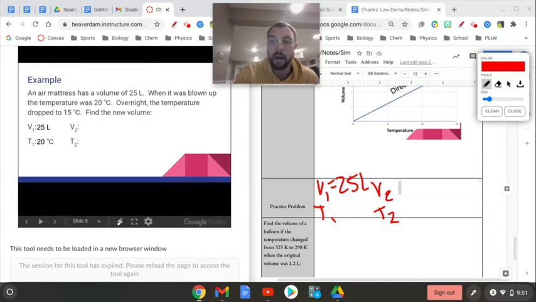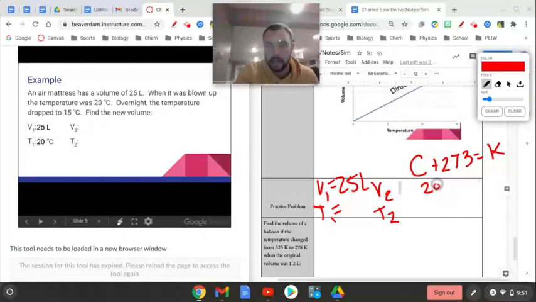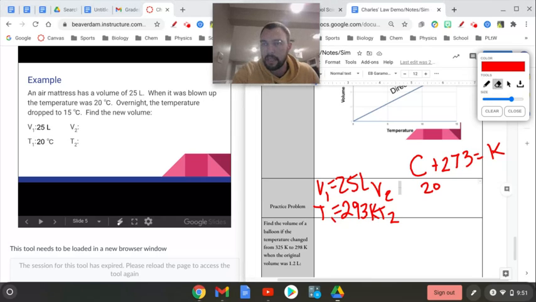All right, so how do we change it to Kelvin? Celsius plus 273 equals Kelvin. Okay, so I'm going to have to make some changes here. What we're going to take here is 20 plus 273, which gets us 293. So 293 Kelvin. All right, so now let me maybe erase this here.